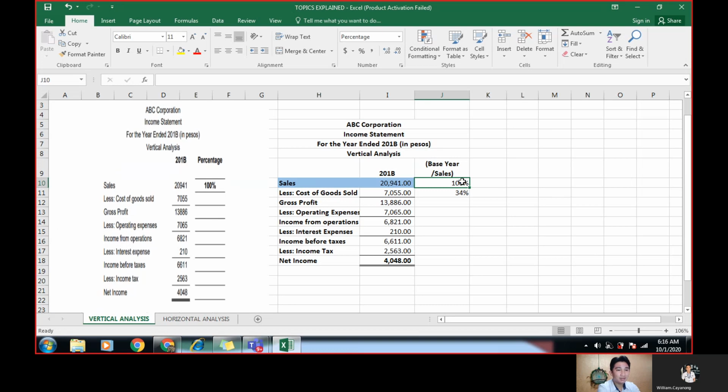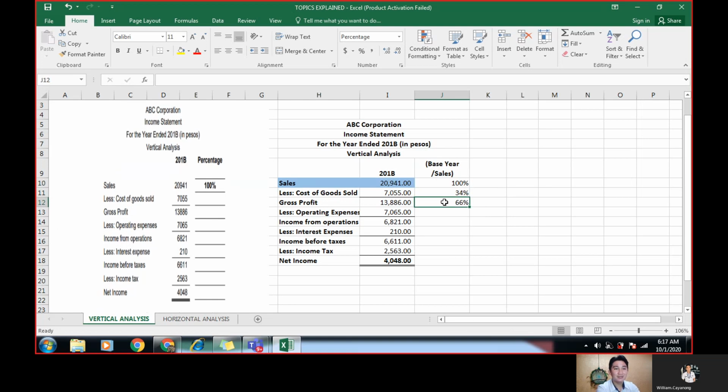Now let's try our gross profit. Now, if 100% of sales at 34% ang cost of goods sold, meron na tayong idea if ilan yung gross profit. So that's 100 less 34%. But if we are going to use the formula again, 13,000 divided by 20,941. So that's 66%. So if you're going to add 34 and 66%, that comprises your sales, which is 100%.